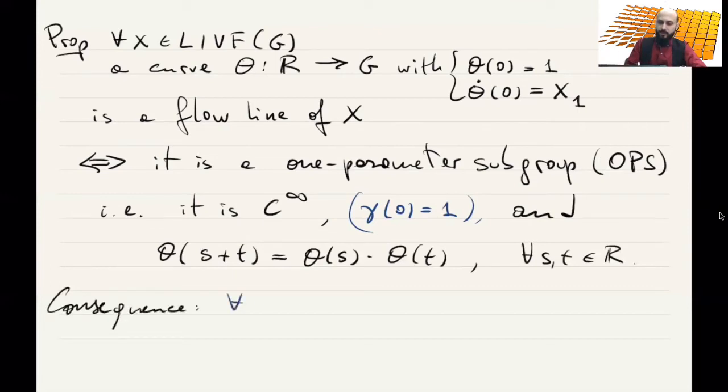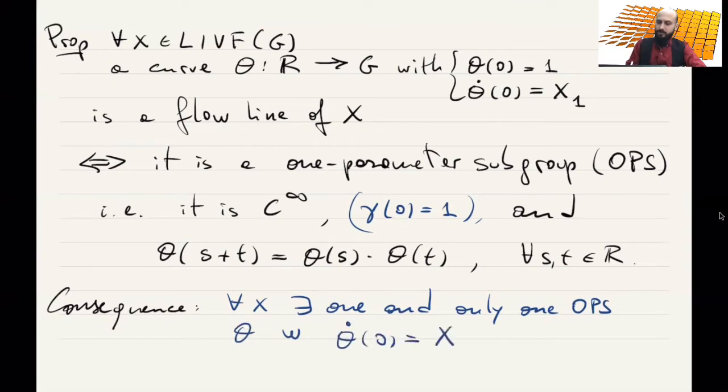Once one observes this fact, then as a consequence, for all x there exists one and only one one-parameter subgroup theta with theta dot 0 equal to the vector field x. This one-parameter subgroup exists for all of R, and is actually the flow line. So one can consider the flow line at time 1. Now, why is this proposition true?